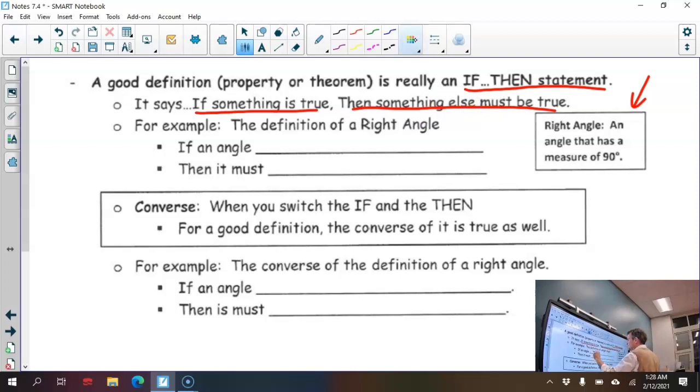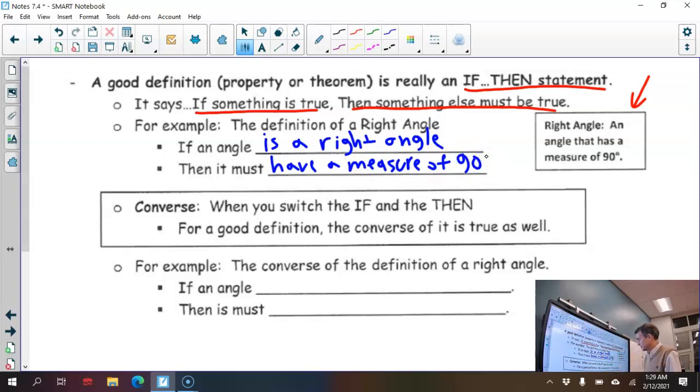If an angle is a right angle, then it must have a measure of 90 degrees. Right? So that would be the definition of a right angle written as an if-then statement. Now you might say, why am I writing the definition as an if-then statement? But there's a method to my madness here, so stay with me.